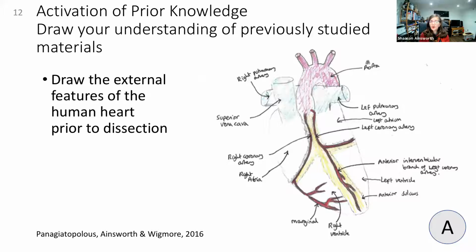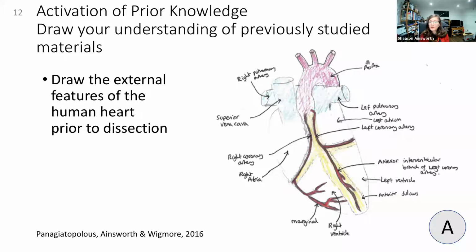We can also activate not just a previously studied representation, but previously studied information. So in this particular study, which I did with some colleagues, we were getting doctors right at the beginning of medical school, when they were training in their first month or so of human anatomy, to draw the external features of the human heart prior to whole body dissection. So we were asking them to draw what they thought the human heart looked like before they went and had a look at a human heart for real.